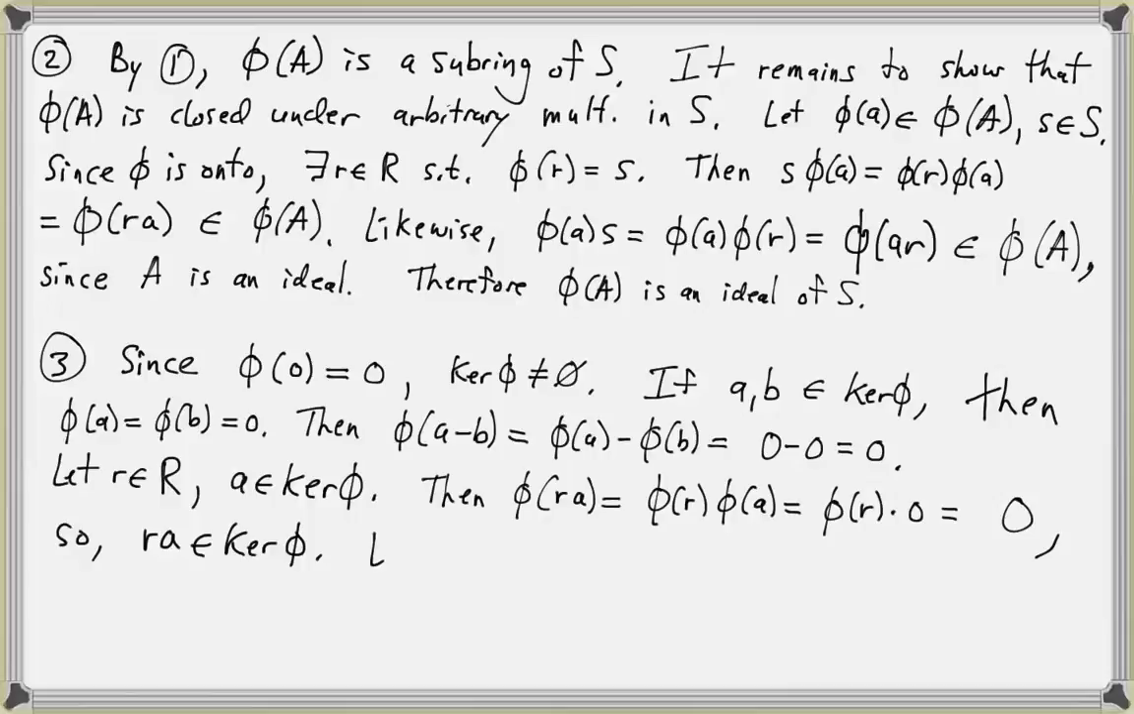But likewise, if I just do the multiplication in reverse order, AR will be in the kernel of phi. So we see that the kernel of phi is not empty, it's closed under subtraction and under arbitrary multiplication in the ring, and that shows that the kernel of phi is an ideal.